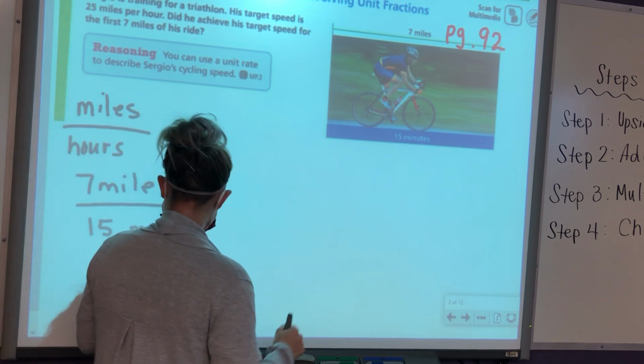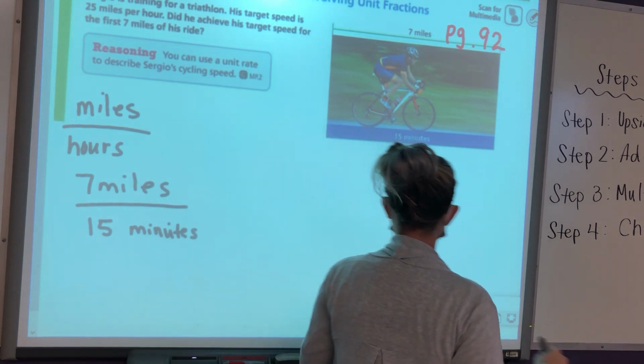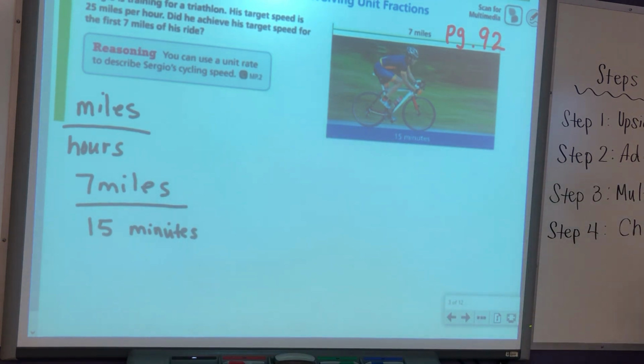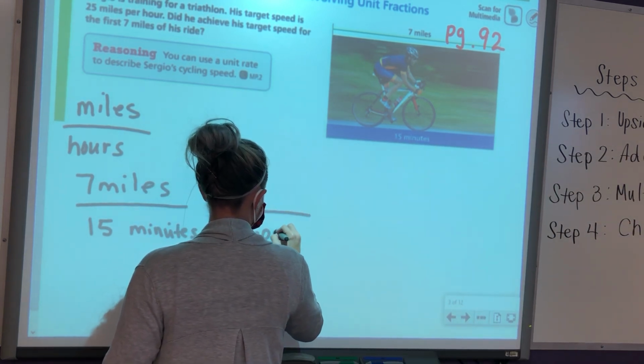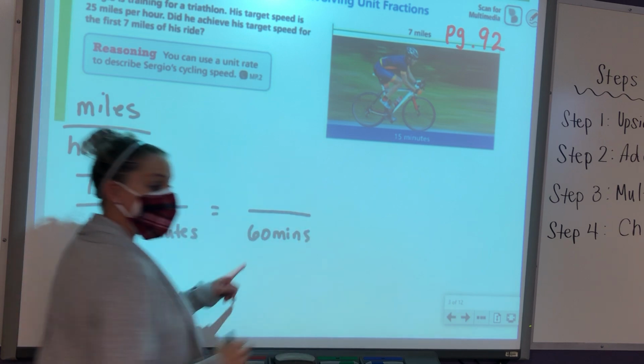M-I-N-U-T-E-S. Okay, minutes. I'm in minutes right now. How do I get to hours in this case? Every 60. Okay, 60. So I could just set this ratio to 60 minutes, correct? Yes.